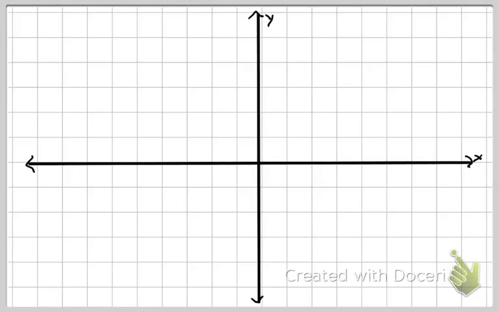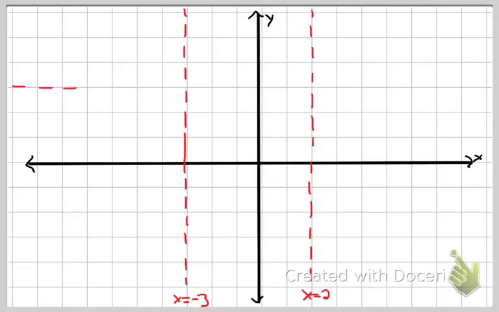So again, our first step is to graph our vertical and our horizontal asymptotes. So our first vertical asymptote is at negative 3. So make sure to label x equals negative 3. And our other vertical asymptote exists at x equals 2. And our horizontal asymptote exists at y equals 3.